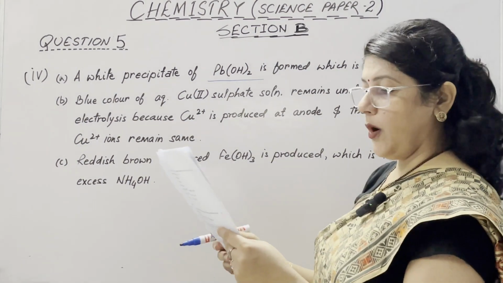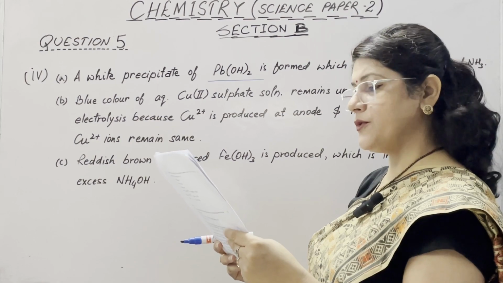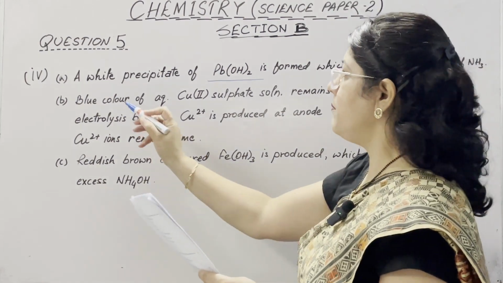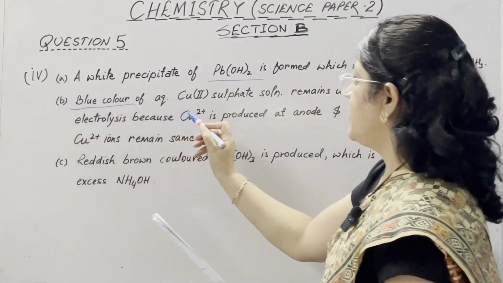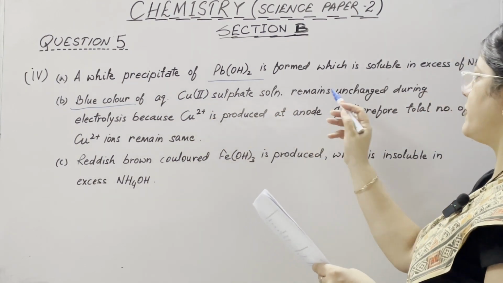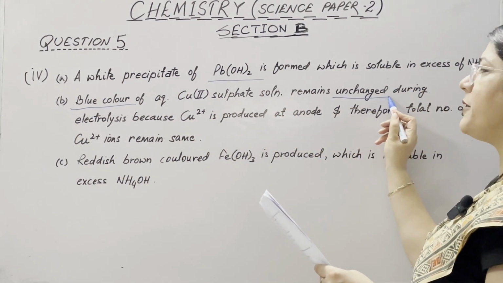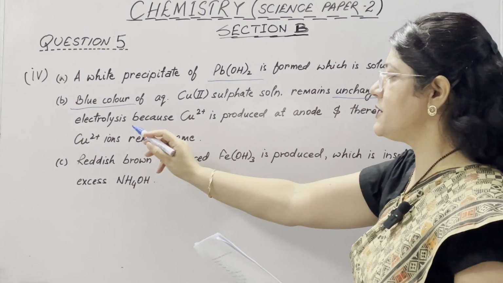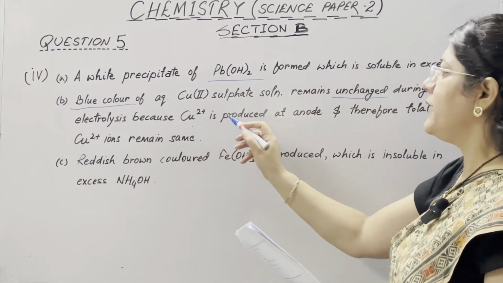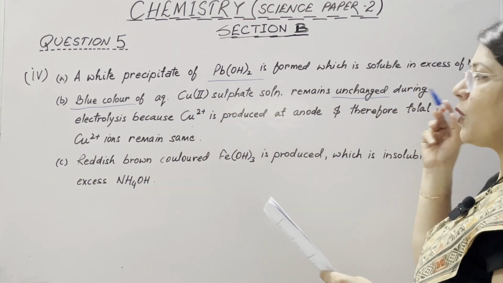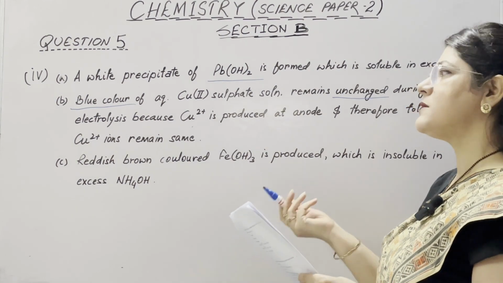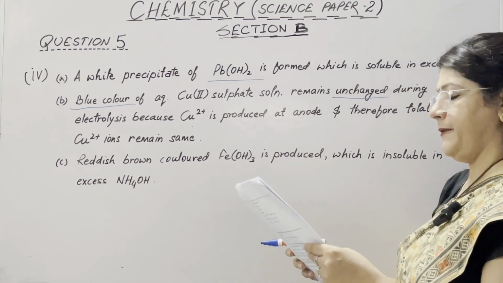In B part, copper sulfate solution is electrolyzed using copper electrodes. Then the blue color of aqueous copper(II) sulfate solution remains unchanged. Blue color remains unchanged during electrolysis because cupric ion is produced at the anode and therefore the total number of cupric ions remains the same. So the blue color does not fade here.